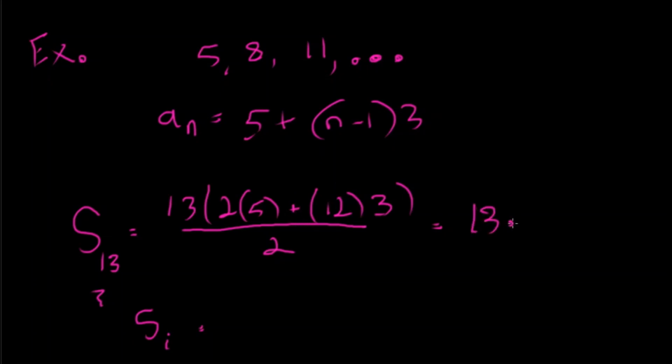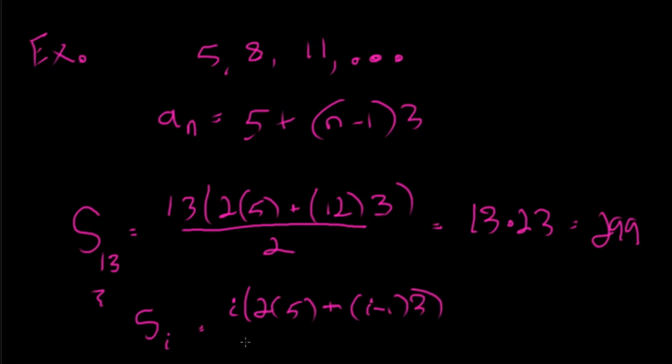Okay, so let me write that down. 13 times 23, and 13 times 23 is 299. Cool. All right, so that is that. And then if I wanted the ith term, I would just do, sorry, not 13. It would be i times 2 times 5 plus i minus 1 times 3, all divided by 2. And that is the formula for an arbitrary sum.